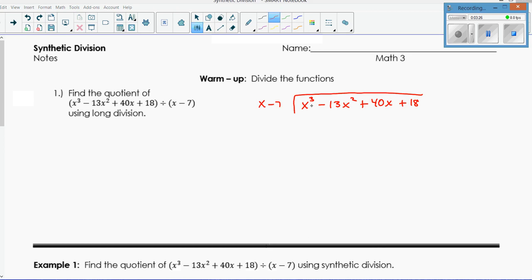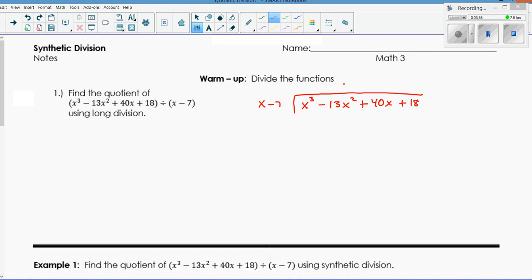Okay, so let's see how you did. I cannot start by putting anything over the x cubed. I can start by putting something over the x squared, and I just need to get x cubed, so I just need an x squared. X squared times x gives me x to the third minus 7x squared. Okay, I want to subtract this whole thing.